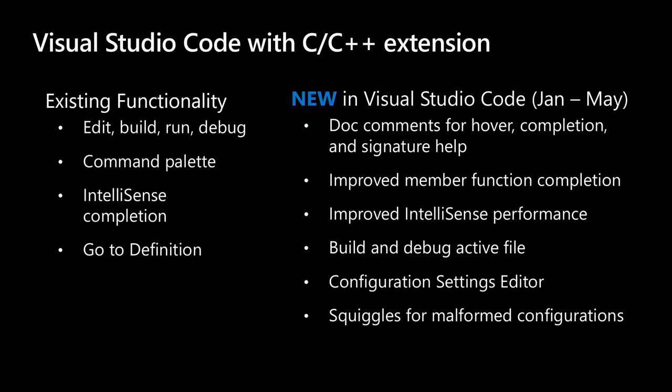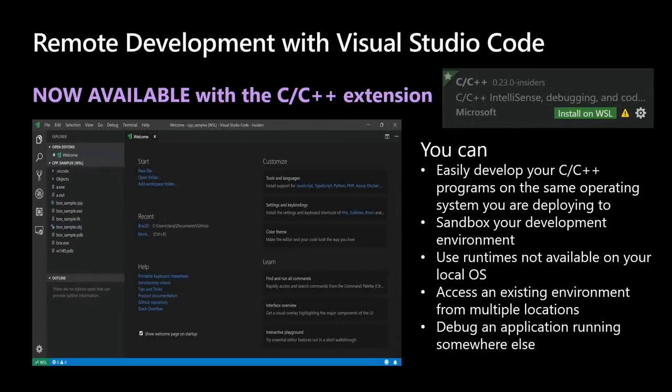There's the configuration settings editor, so I don't have to use the JSON behind the scenes if I don't want to. And it does give me squiggles, though, if I do use that JSON file instead and I make a mistake, like I say C++ 19, and that doesn't make sense.